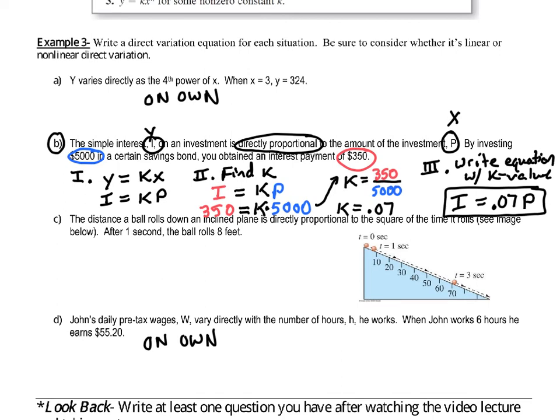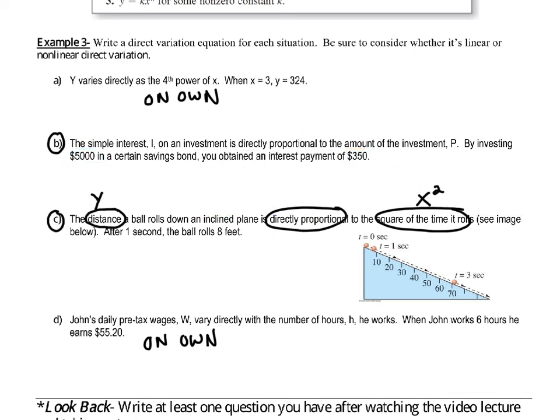So the final thing we will do is take our k value and substitute it back into our general model in part 1, and we will leave the values of I and P as variables. So our final direct variation equation is I equals 0.07P, or y equals 0.07 times x.